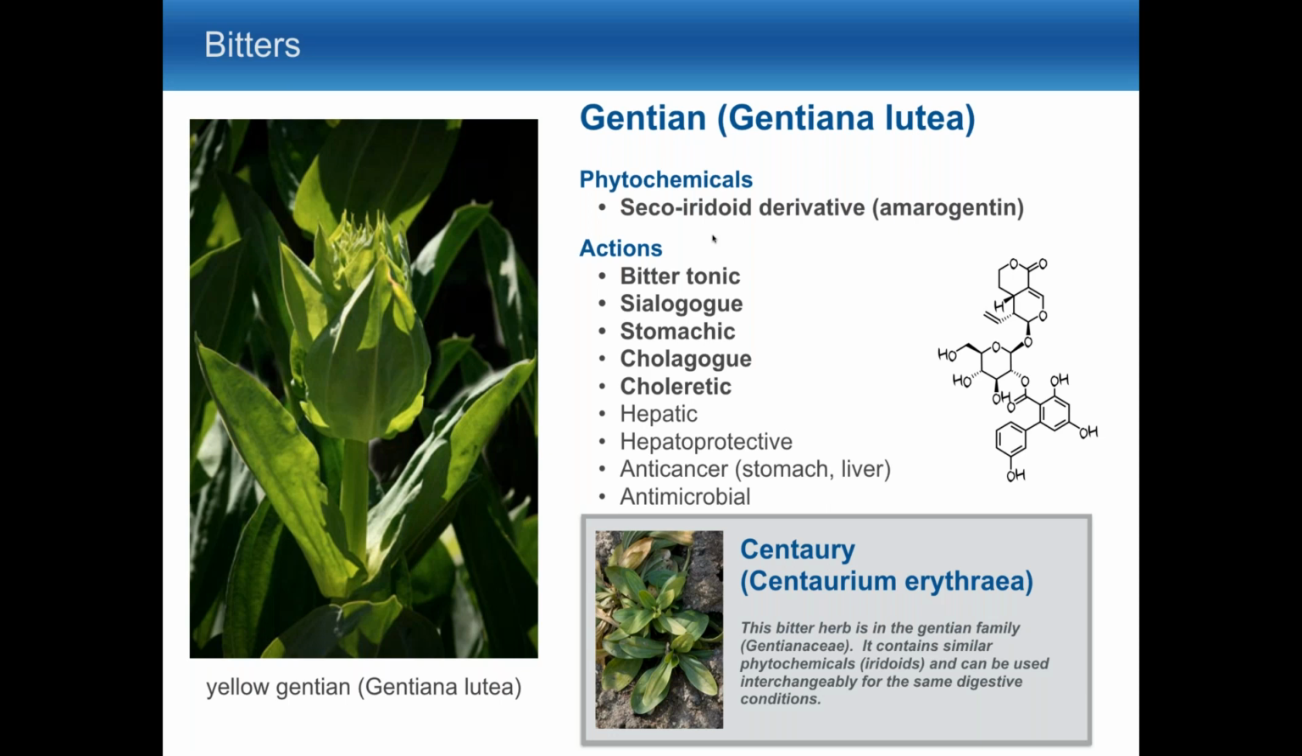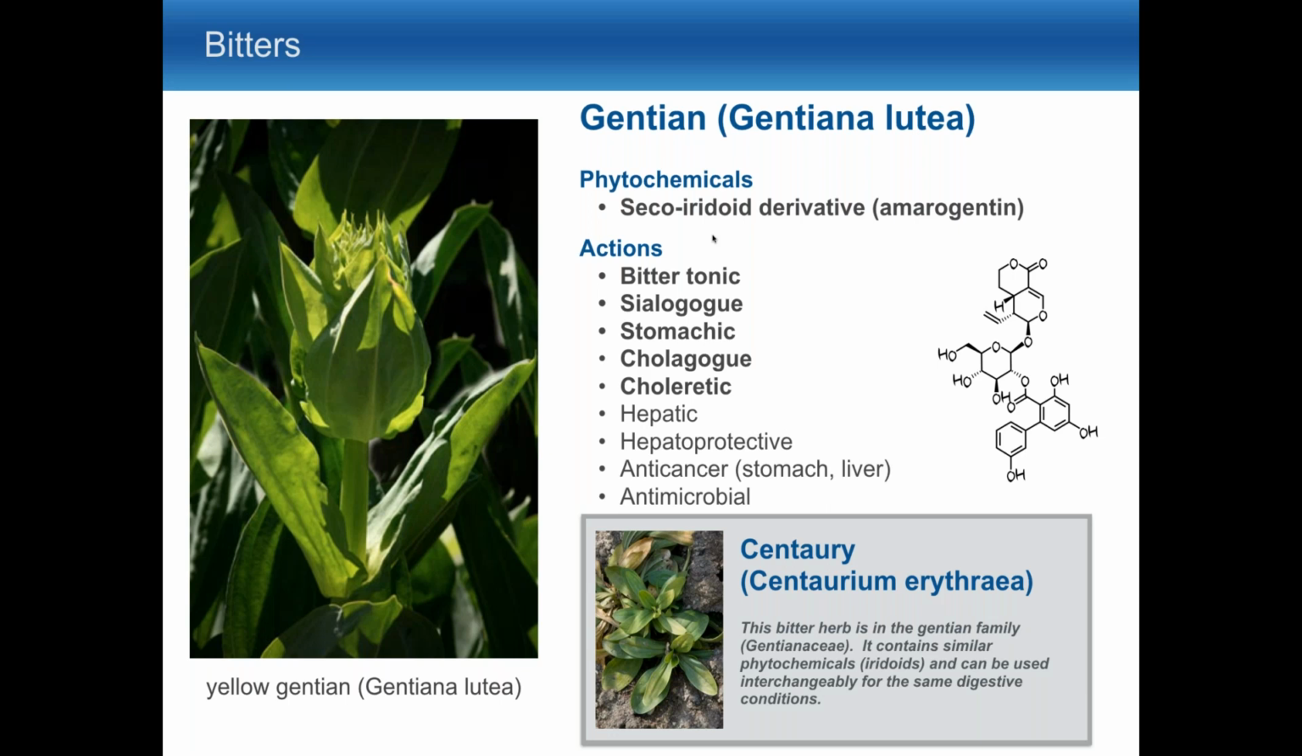Now the bold things that I've highlighted here are kind of the main indications that you have to know. Because it's a bitter, it increases saliva production, which is a sialagogue. It has an affinity to help the stomach work better, so it's stomachic. It gets the liver to make more bile and for the gallbladder to release more bile, so it's a cholagogue, choleretic. It has an affinity for the liver because of those actions. It's a hepatic. It also helps protect the liver. There have been research studies that I've seen that it has a hepatoprotective effect, helping protect it from various liver toxins or toxins that affect the liver.